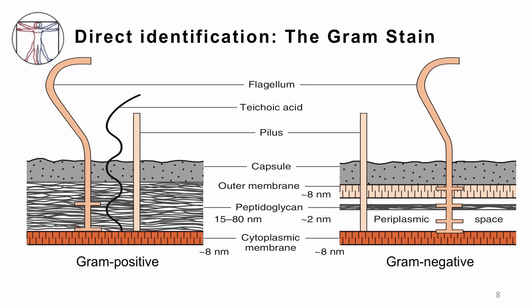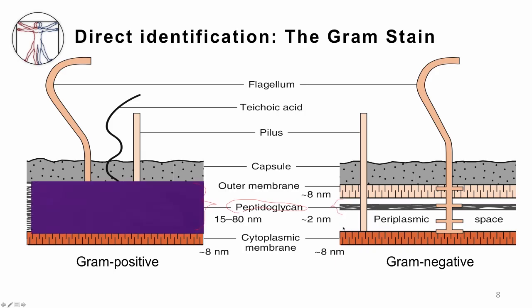As I mentioned, Gram stain is probably the most common stain used for direct identification of pathogens, bacteria that is. And it is the Gram stain that differentiates between gram-positive organisms and gram-negative. And when you look at what makes up the cell wall of a gram-positive organism, you can see that this peptidoglycan layer is super thick in organisms that are gram-positive, whereas in gram-negative organisms, it's really small. And so when you're doing Gram staining, the stain is taken up by this peptidoglycan layer and allows it to be this purple color in gram-positive organisms.